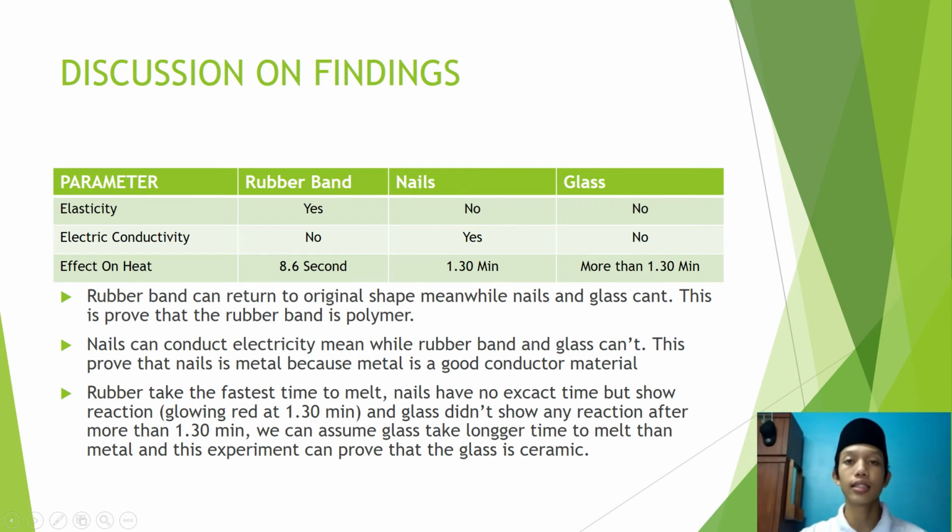As we see in the result, at 1.5 minutes, the glass just turned black, and this is because of the soot from the candle. We can say that this glass is so hard to melt, and we can prove that this glass is ceramic because ceramic has a melting point of 2000 degrees Celsius.